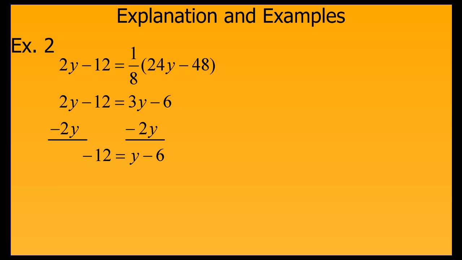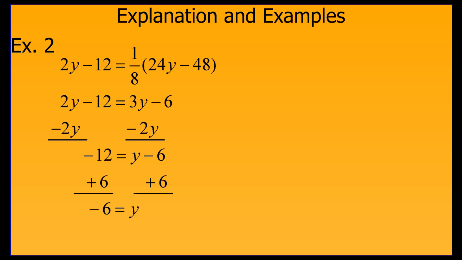If I had subtracted 3y from both sides, it would have left me with a negative y on the left side. That's perfectly fine, but I'm more likely to make a mistake that way, so I chose to subtract 2y instead. Now this is a simple one-step equation. I add 6 to both sides and simplify, giving me an answer of negative 6.